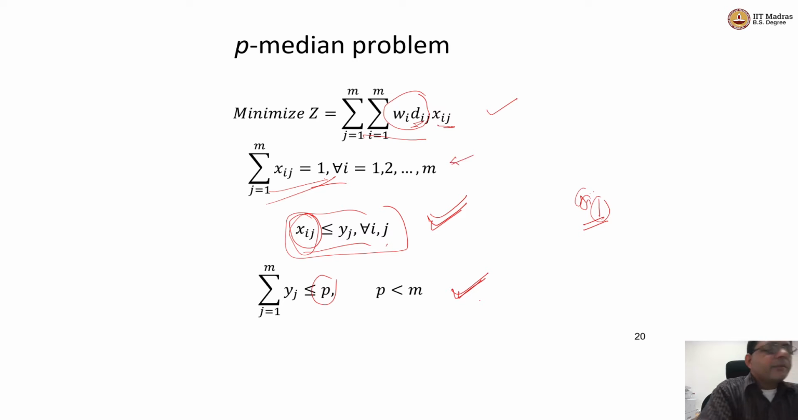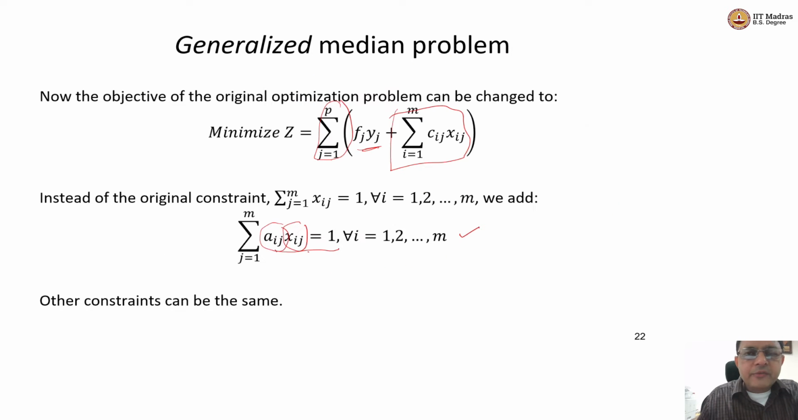This constraint is slightly modified to indicate feasibility. And most importantly, in the generalized P median problem, we have changed the objective function from minimizing the total weighted distance to minimizing the total cost of running and serving from the facility. Okay, so fairly straightforward, fairly simple. Once you have understood P median problem, generalized P median problem is just a generalization of that.